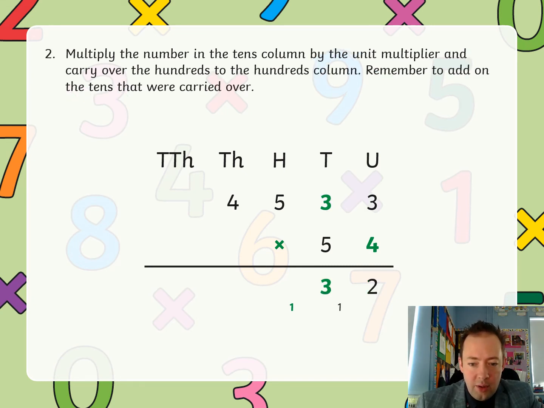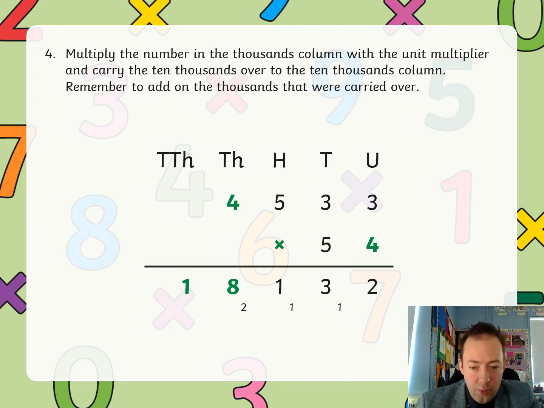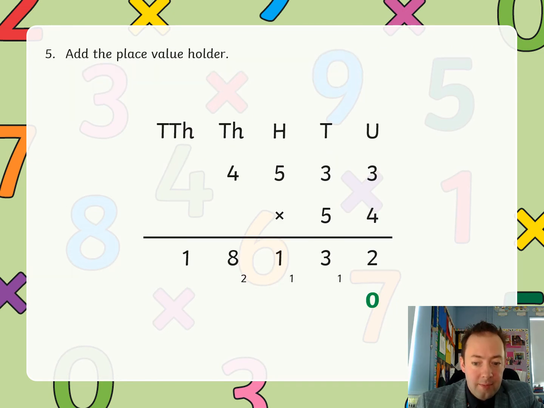Keep going. So this next one is the 3 times the 4. And you'd have to make sure that you added the little 1 to get 13. Then we've got the 5 times the 4, that's 20. Again, add the 1 to get 21. And the final one of the top row, we've got 4 times 4, which is 16. Then you'd add the 2 to get 18. Now that's your first row done.